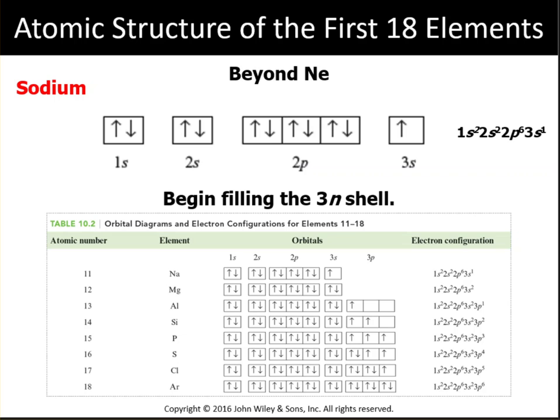So let's look at the electron configuration and box diagram of sodium. So the number of electrons for sodium is 11. So the electron configuration is 1s2, 2s2, 2p6, 3s1. And this is the box diagram for sodium. So on the slide here, you see the electron configuration for the first 18 elements. Please practice writing the electron configuration and also the box diagram.